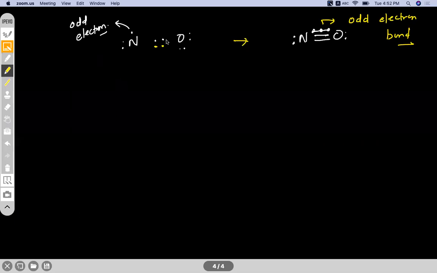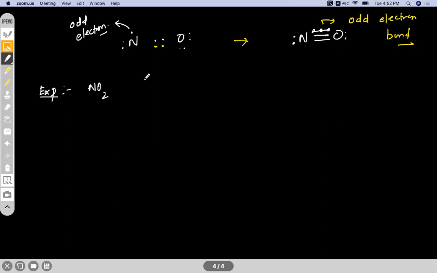Okay, one more example, the last one, is NO2. If you count the valence electrons for NO2, it is 5 for nitrogen and 6 into 2 for oxygen. So we have 17 valence electrons here. In this also, the structure is N double bond O, one unpaired electron on this nitrogen, one single bond to O, and we have a 3 electron bond like this. This we also call an odd electron bond.